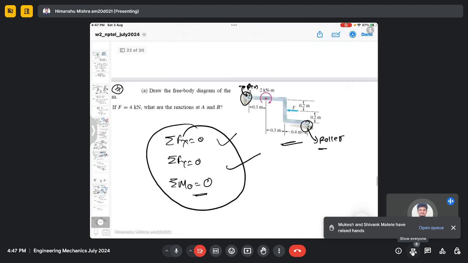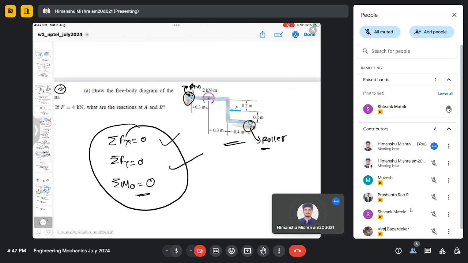So just try this problem. It's a very similar problem to the one we have. Yeah, Shivam.